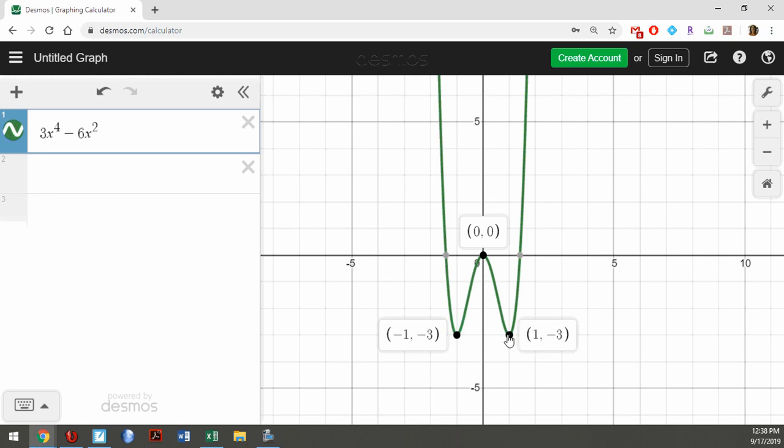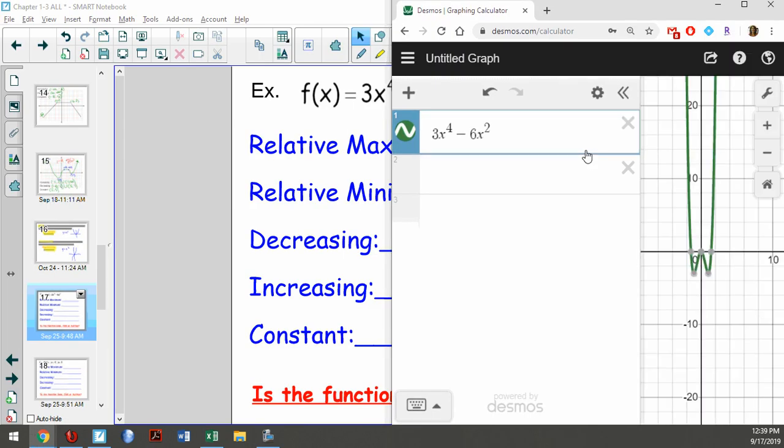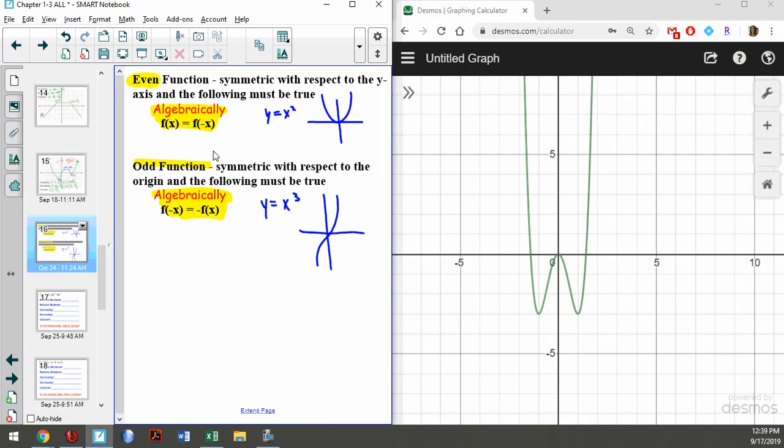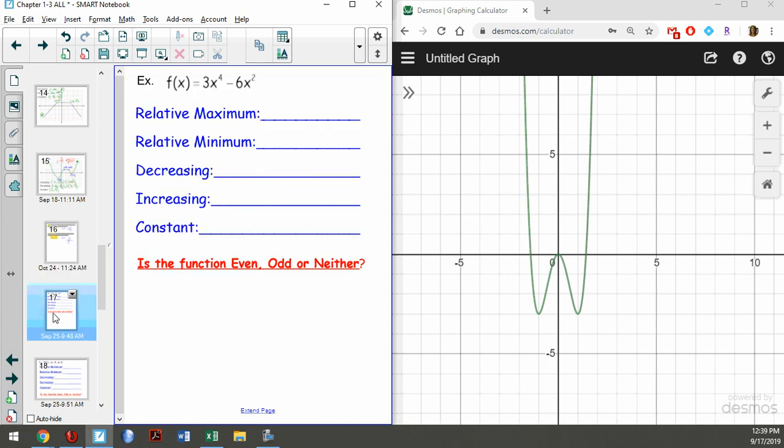And then I have another one where it changes direction. And what is that point? 1, -3. Do we see that? Now, what I'm going to do is put this over here, and then put that over there. So under relative max, I'm going to go ahead and put 0, 0. Relative min, I'm going to have -1, -3, and 1, -3. Those are not intervals. Those are points. And it's super important that you understand that that is a point.